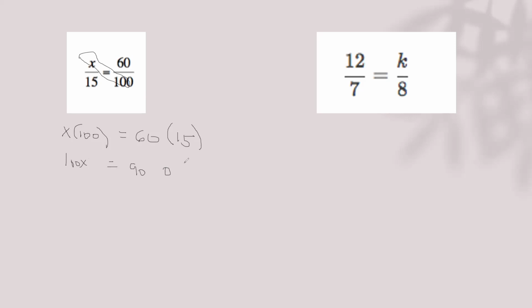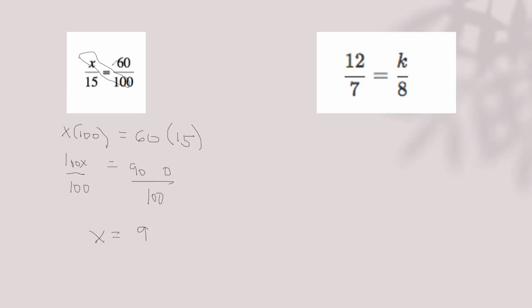Tama ba ating computation? Check nga natin. You have your calculator with you. 60 times 15, that's 900. Okay po, then finding the value of x, we divide both sides by 100. So the answer will be x equals 9.